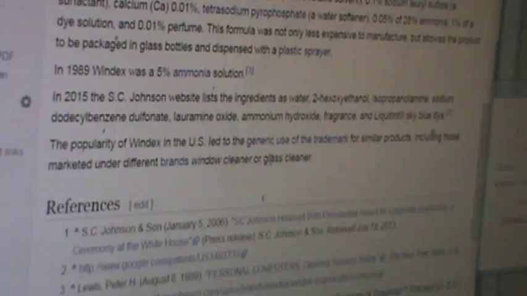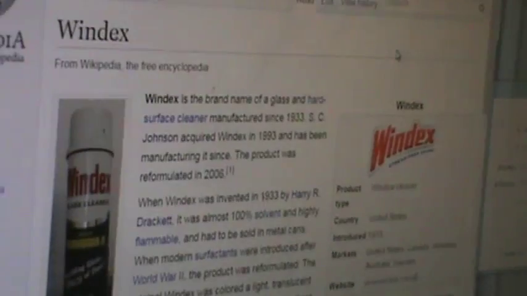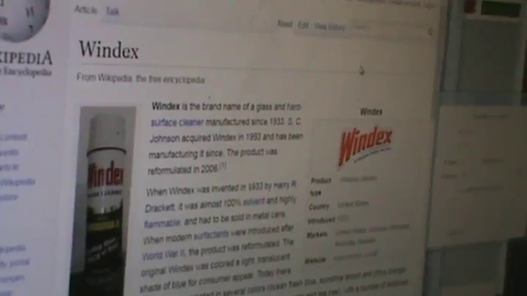And so we solved every window cleaner and every glass cleaner. All those are plus one for Father. Window cleaner, glass cleaner. Windex, since 1933. Well, that'll inspire the kids to clean up forever, C. Johnson.